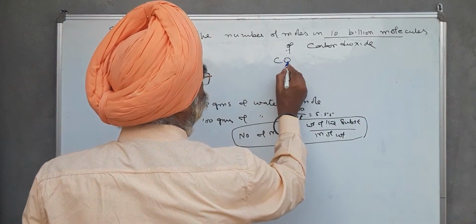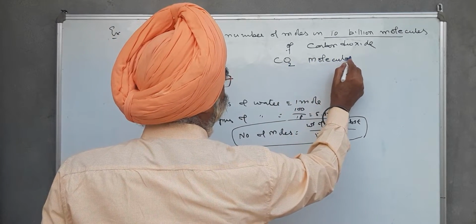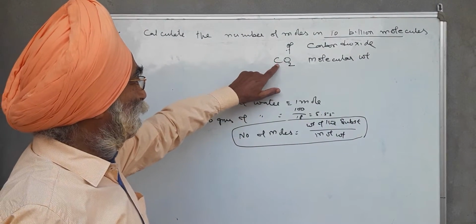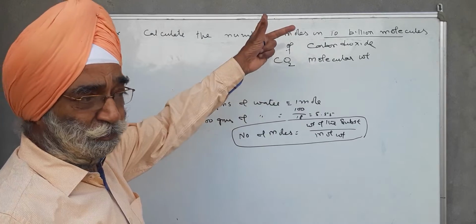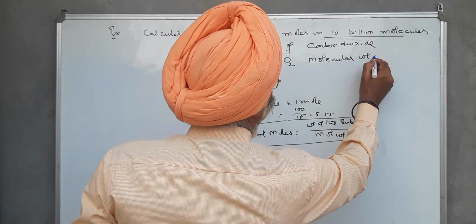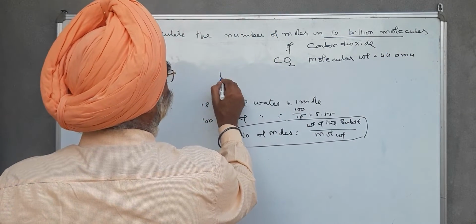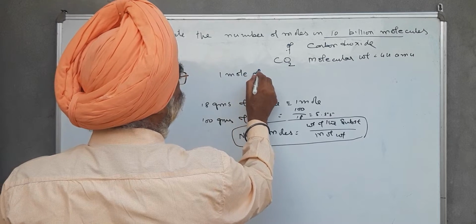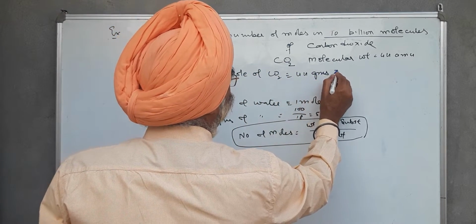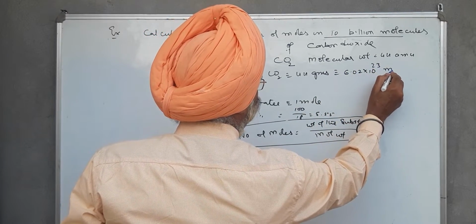The given substance is carbon dioxide. It is a compound because it contains atoms of 2 elements, carbon and oxygen. We shall discuss examples. Molecular weight, it is 44 AMU. So 1 mole of carbon dioxide, 44 grams, same as this number of molecules.